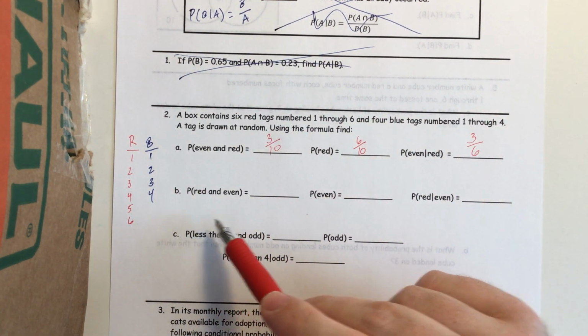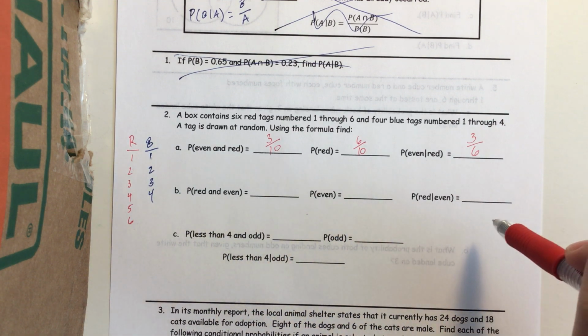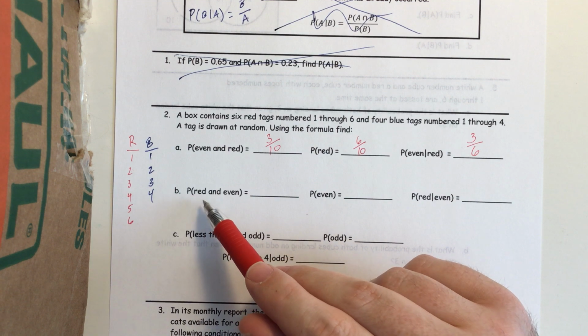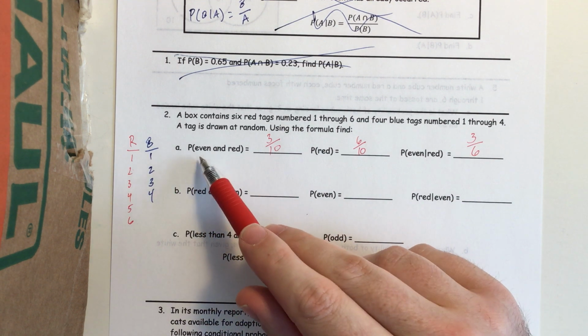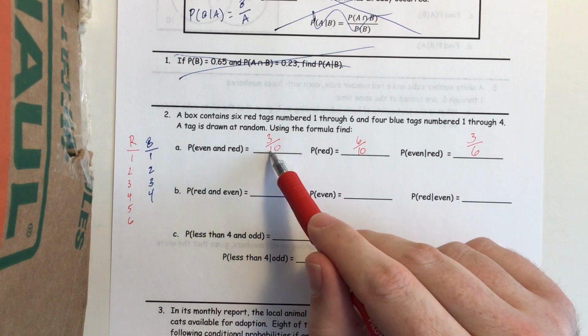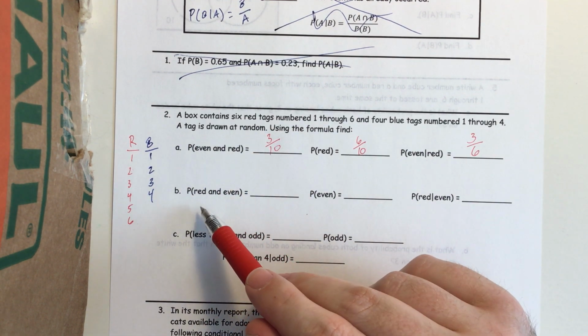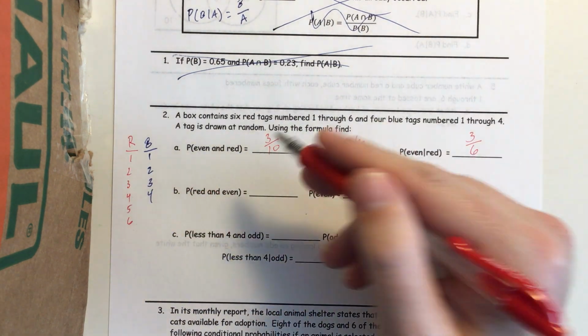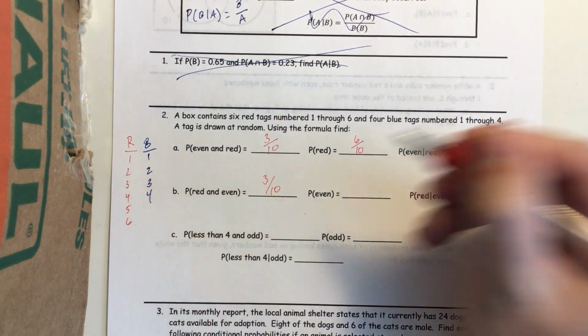Okay, so part B kind of asks the same thing. What is the probability that we choose a tag that is both red and even? They put it in a different order here, but it doesn't matter. This is still asking the same thing that the first part was asking us. There are 3 tags that are both red and even, and so we have a 3 out of 10 chance of choosing that.